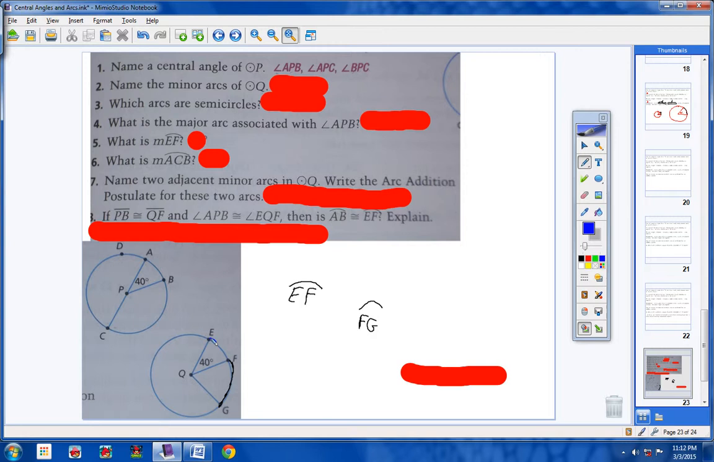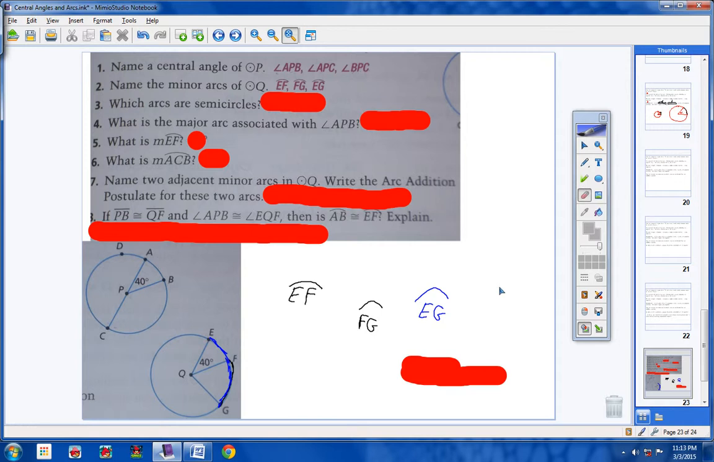It's right here. It's not this arc from E to G. It's not that arc smaller than a semicircle. Sure it is. That's smaller than a semicircle. And don't call it arc EFG. Don't do that, because that would mean a major arc. That's not the right way to symbolize it. Okay, it's arc EG. So there's the three minor arcs that are in circle Q.